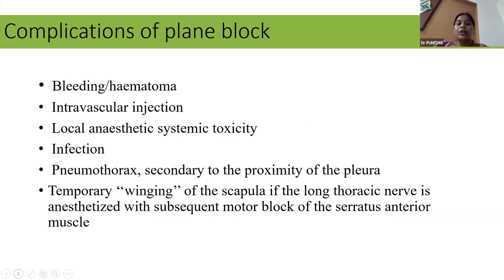Complications of plane block: it can lead to hematoma, intravascular injection, local anesthetic systemic toxicity, infection, pneumothorax, and temporary winging of scapula if long thoracic nerve is anesthetized with subsequent motor block of the serratus anterior muscle. Next slide.